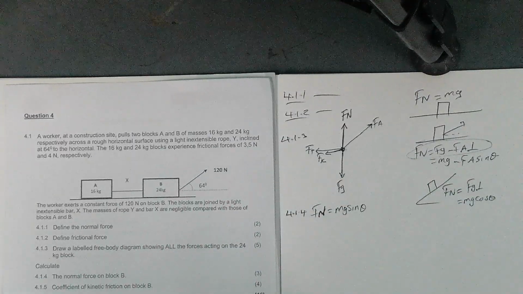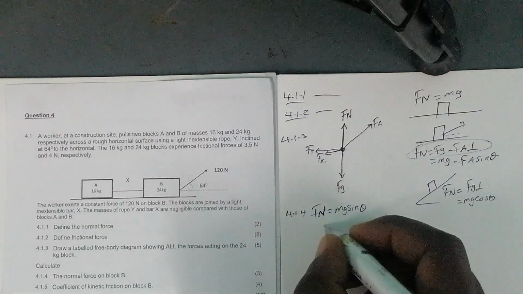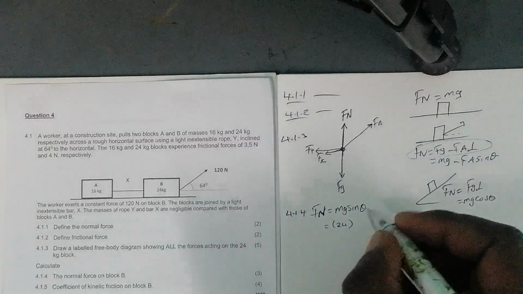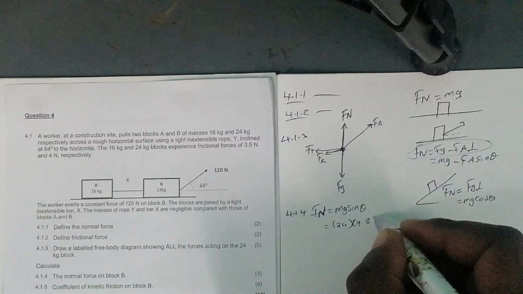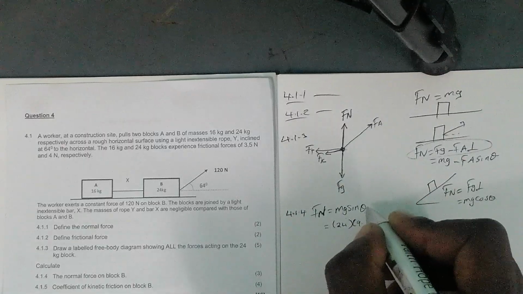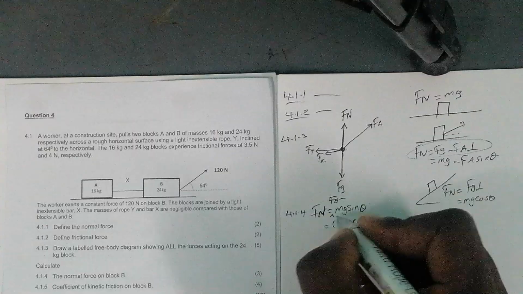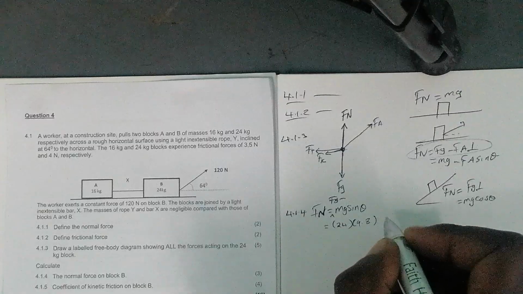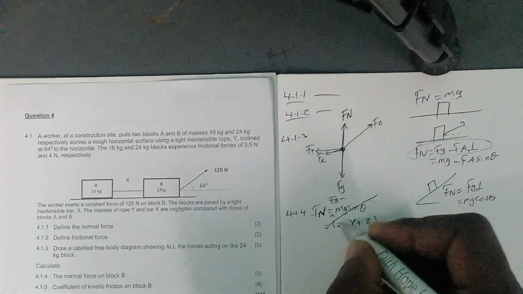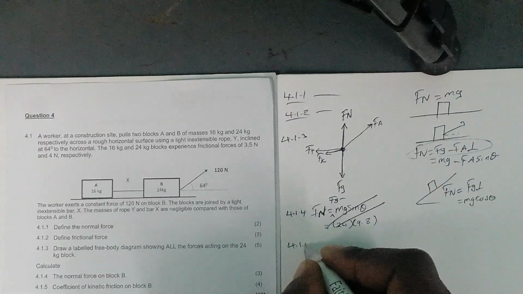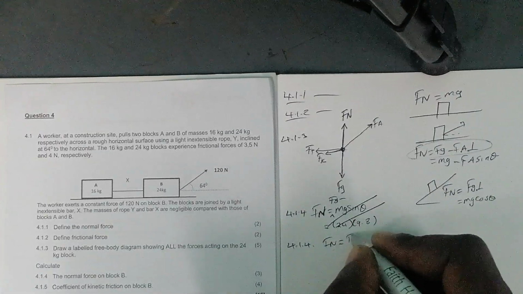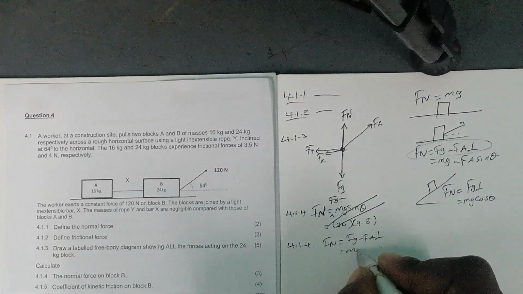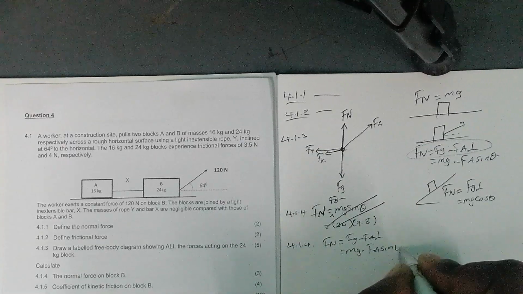M is the mass, 24, right? Because they want us to calculate normal force on block B. 24, 9.8. Sorry, here it's Fg minus mg sine theta. What did I write here? Okay, sorry guys. 4.1.4, it's Fn equals Fg minus Fa perpendicular. Then when I simplify it, it becomes mg minus Fa sine of theta.